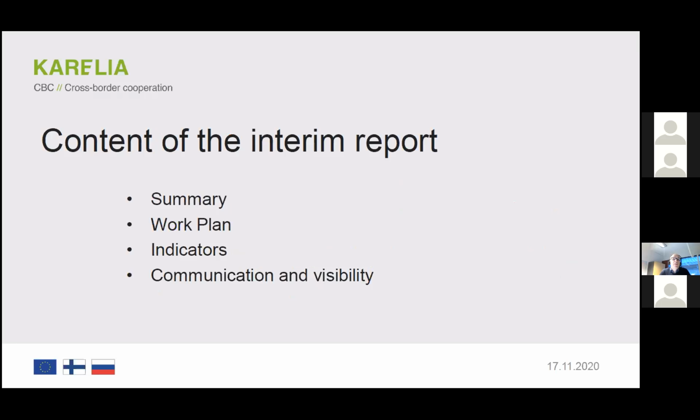The content of the interim report consists of a summary part. Then there is a work plan which should be modified. There are indicators, and indicator values should be updated. And then there is a communication and visibility part.